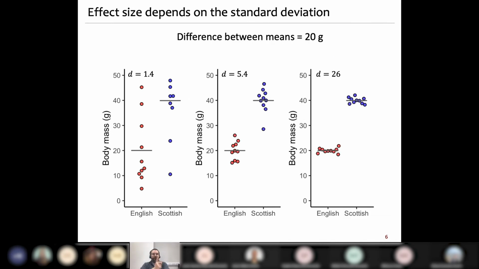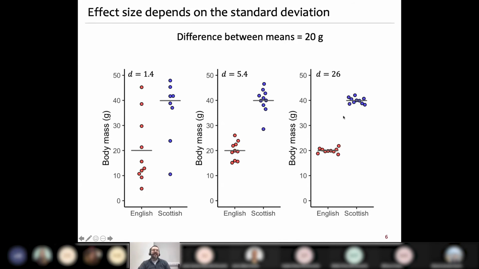The effect size has two crucial properties. First of all, it depends on the standard deviation. In these figures, there are three examples of data, two data sets, where the difference between the means is exactly 20 grams. This is the body mass of a mouse. There are two samples of, let's say, English and Scottish mice, and the mean of English mice is 20 and the mean of Scottish mice is 40 in every case.